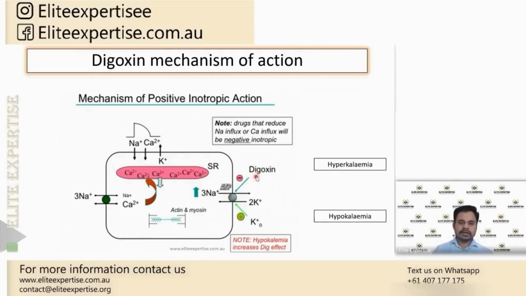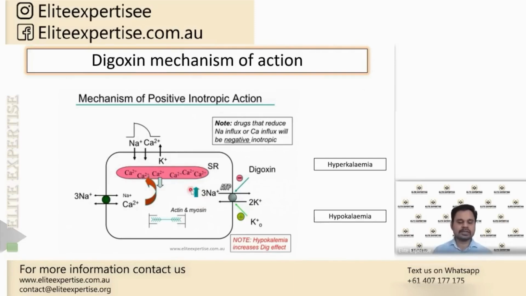Now, if we give the patient digoxin, digoxin will bind to this pump and block it. When this pump is blocked, the intracellular sodium won't get effluxed out. As a result, the sodium concentration within the cell increases. We know that in order to develop an action potential, the main ions required are sodium ions. So when the sodium concentration increases, an action potential will develop.